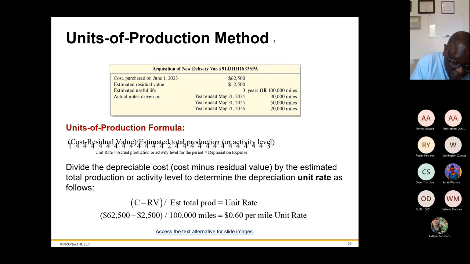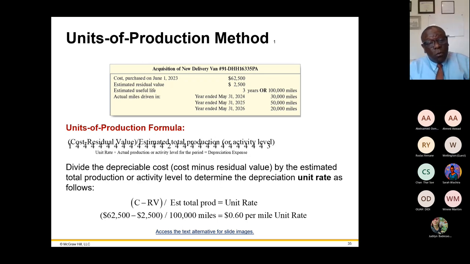Somebody else should tell us something about the last one. What would be the depreciation for the third year? Somebody else, not the person I've just spoken to. 0.6 times 20,000. Repeat the question, professor.